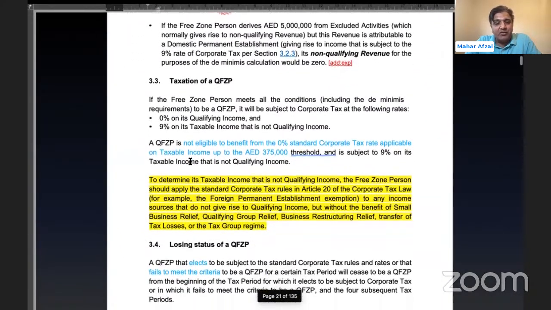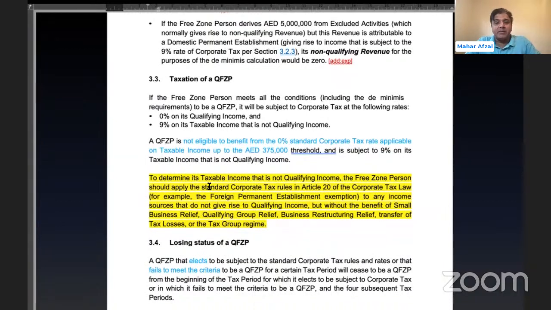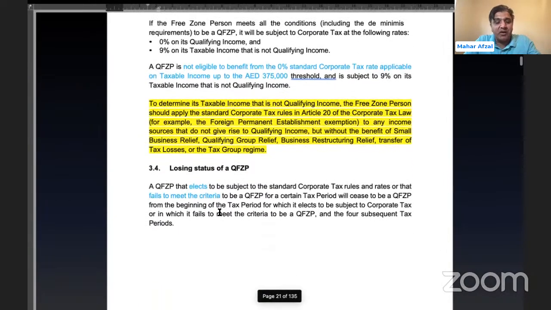Taxation of a qualifying free zone person. The important thing is to determine taxable income. A non-qualifying free zone person should apply the standard corporate tax rules. Yes, agreed. To an income, this is exempt basically. If your income is exempt, the general rule will be applicable. Otherwise, the 375,000 exemption is not applicable, because usually for a taxable person, income up to 375,000 is 0%, then 9% tax will be applicable. In case of a qualifying free zone person, straightforward tax will be 0% and 9%. There is no exemption of 375,000.